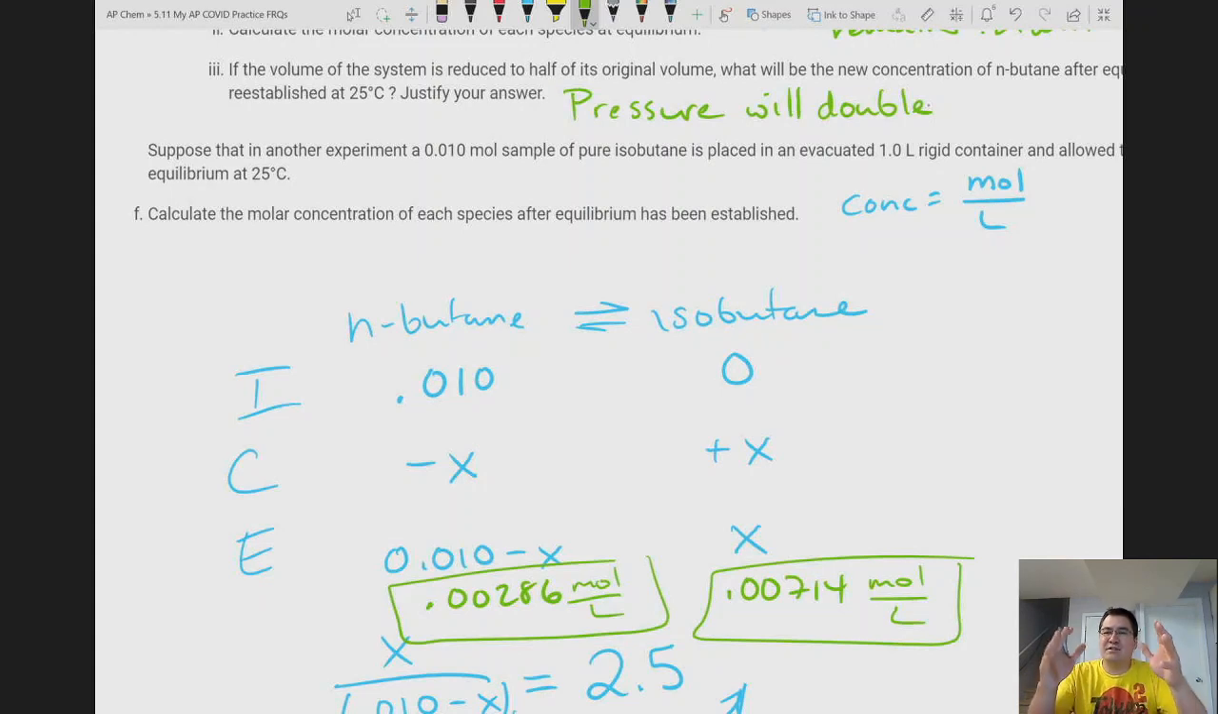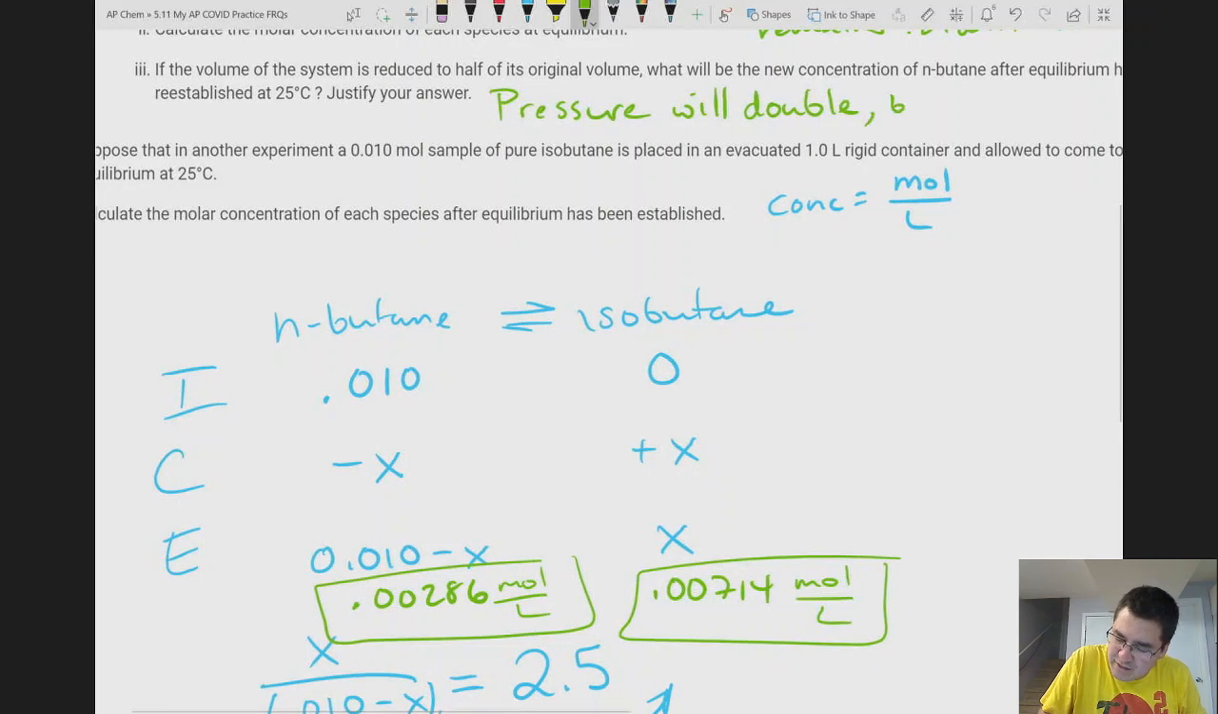Now, in other gas reactions where, say, you have more gas on the product side, then squeezing that gas together by increasing the pressure will drive the reaction backwards. Or if you have more moles of gas on the reactant side, squeezing the container will drive the reaction to the product side. But in this case, pressure will double, okay, but no change in equilibrium.